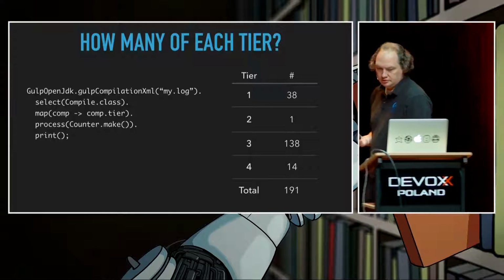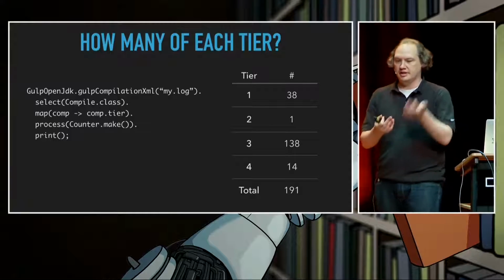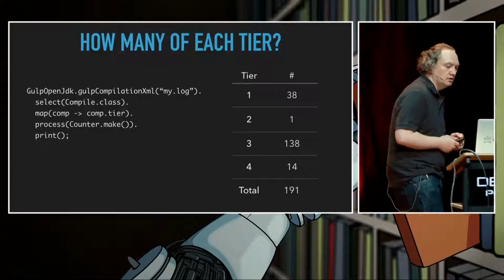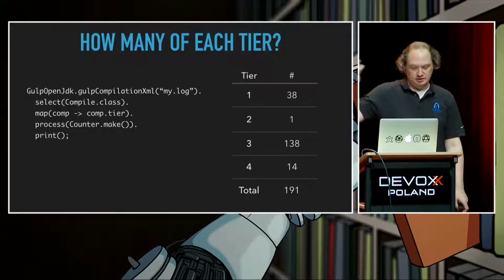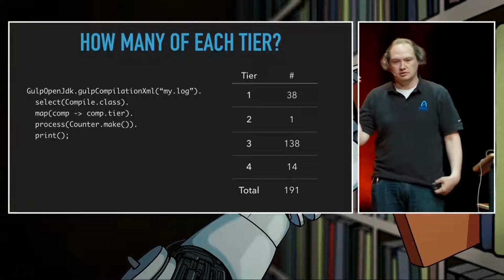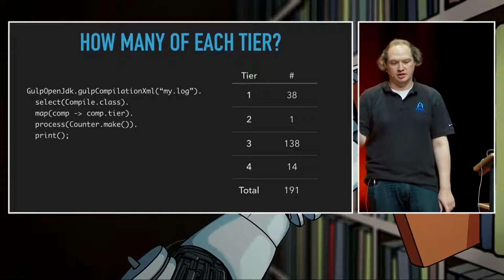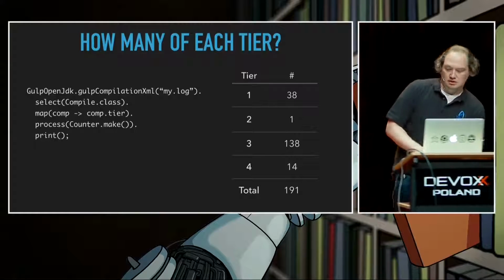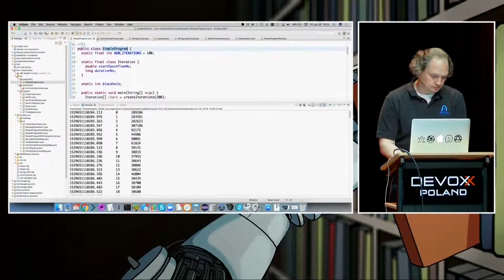So the first thing I do, and this is something JVM will give you as well, you can get tables of breakdowns by compilation type, but I wanted to break down by tier. I have an API that I like to use that just lets me query files. I say, read in this log file, same file that JVM used, select all the compiles, do a mapping by tier, so I now have a stream of tier numbers, and process that with a counter, which just makes this table. I think this is a really powerful way to explore what's happening.